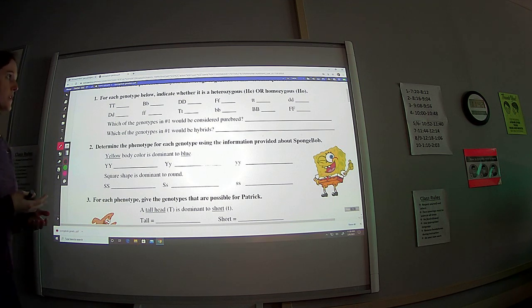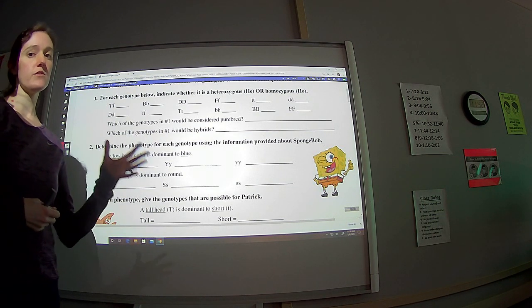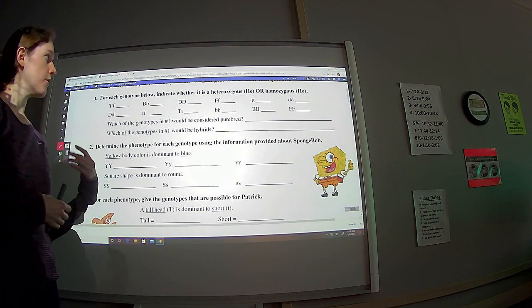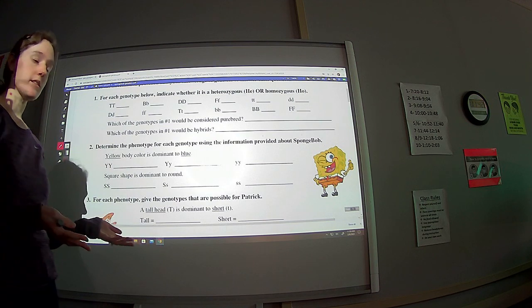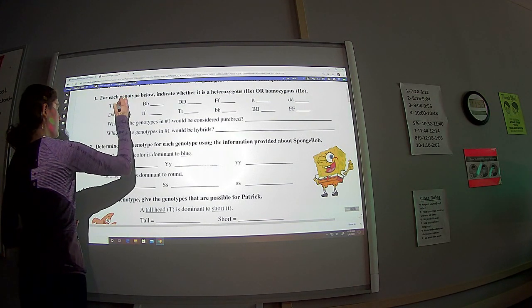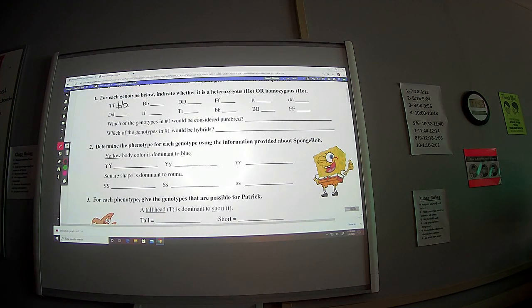So if it's homozygous, that means that it is the same case. So they're either both uppercase or they're both lowercase. If it's heterozygous, that means that they're different. So that would be an uppercase letter and a lowercase letter. So 2 capital T's is going to be homozygous. Now, if we were doing this all the way out here, we would be saying it's homozygous dominant because they are both capital.